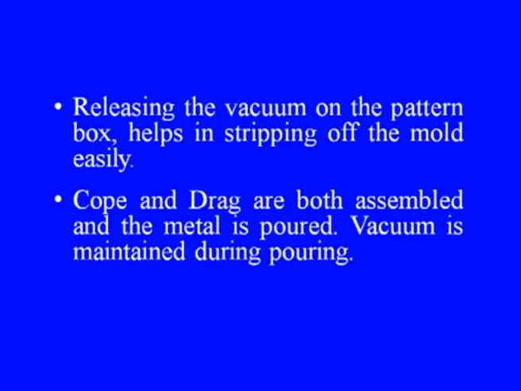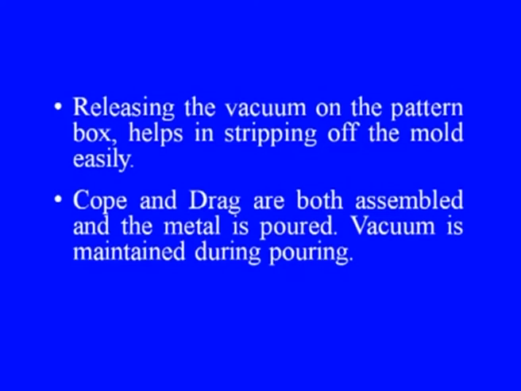The mold box is set on the film coated pattern. The mold box is compacted by filling it with dry sand and providing slow vibrations. The mold is further leveled and a plastic film is covered on the top of the box. The suction created due to vacuum helps in stiffening the mold. Releasing the vacuum on the pattern helps in stripping off the mold easily.